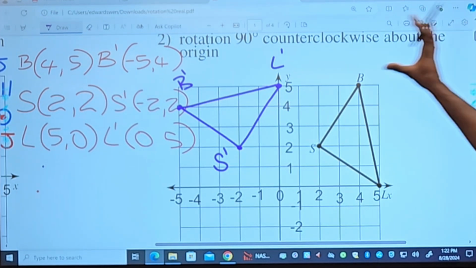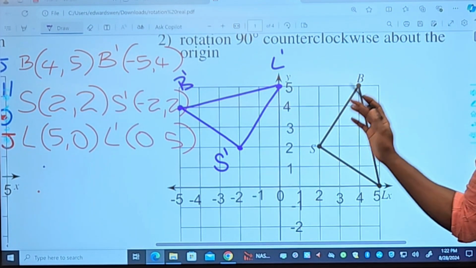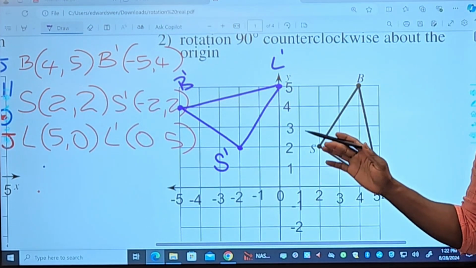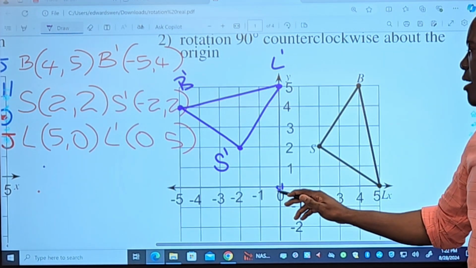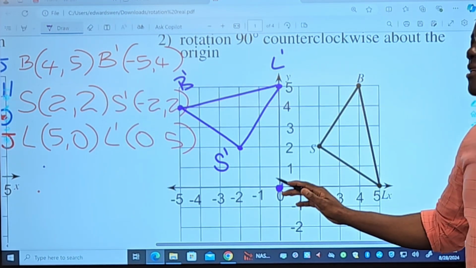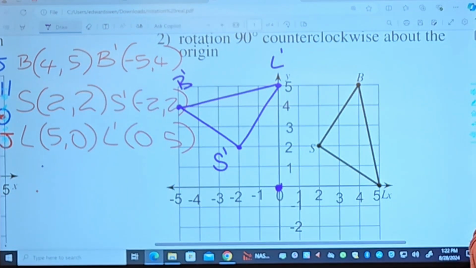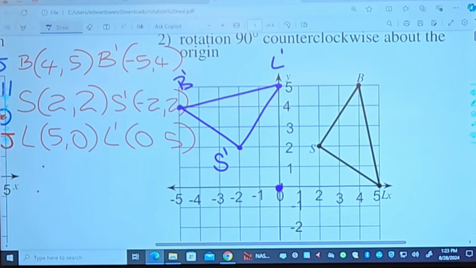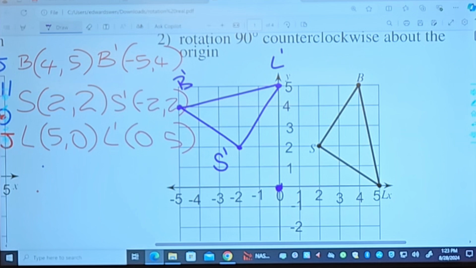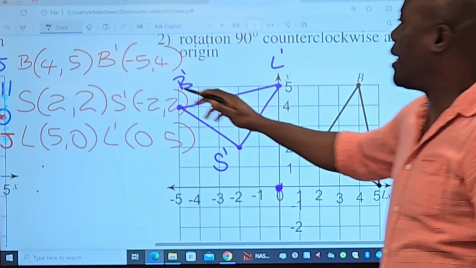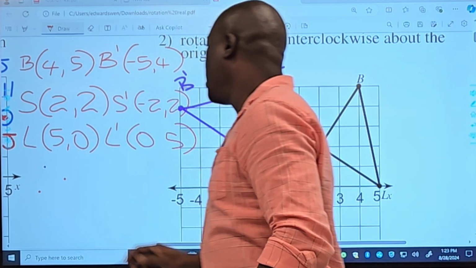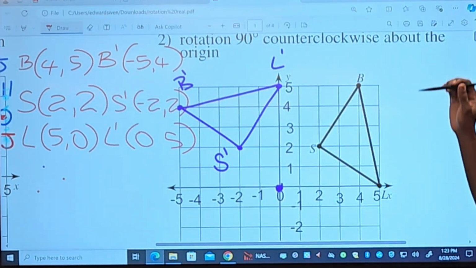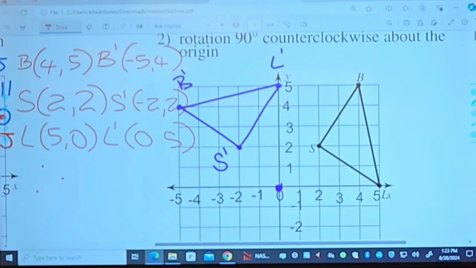Now, at the same time, so we're done. But I'm just going to show you something. If I'm seeing my pre-image and my image, and if I know the center, in this case we were told that the center is 0, 0, then you can see the angle that it rotated through if you want. So let's take a look at the angle that it rotates through. If you connect any two corresponding points to the center of rotation, then you will see the angle.